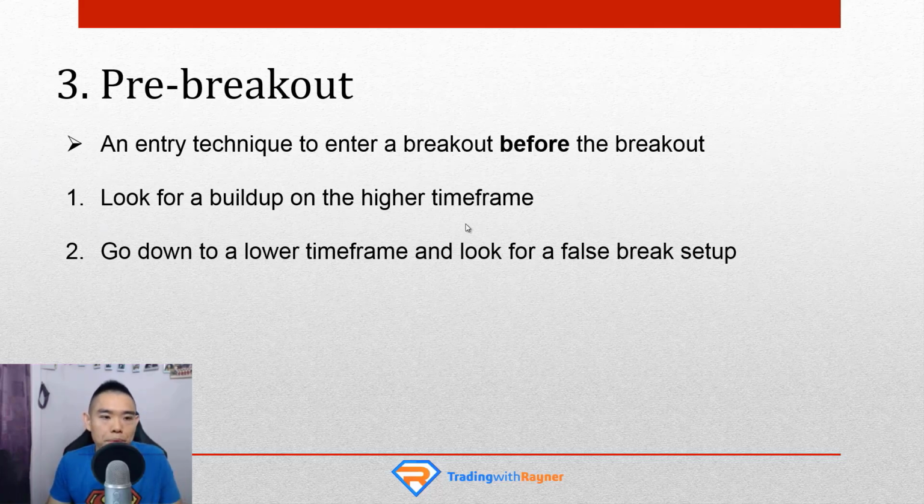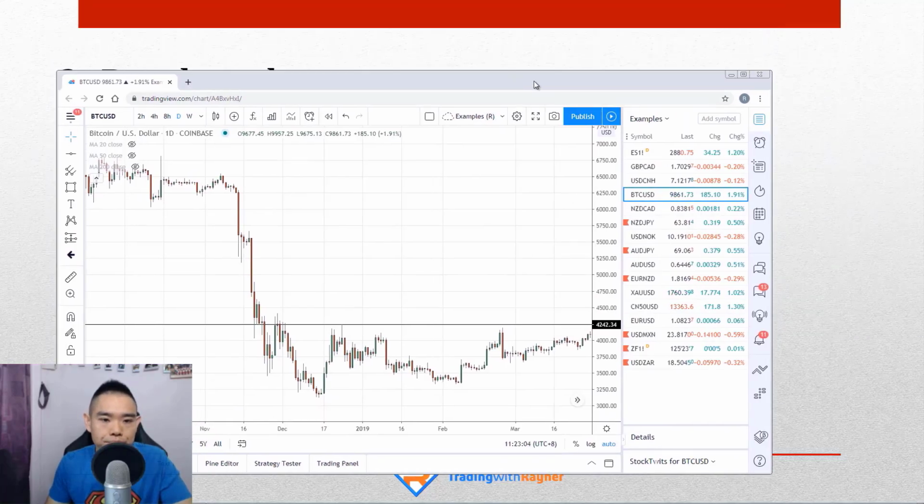Number one, you look for a build up on the higher time frame. For example, it could be the daily time frame. Number two, you want to go down to a lower time frame and look for a false break setup. This could be, let's say, the 4-hour time frame. Okay, so let me walk you through an example to see this in action.